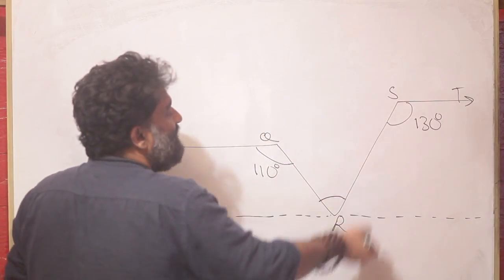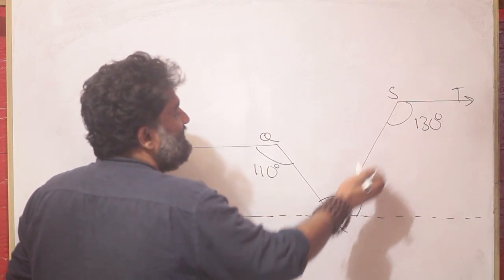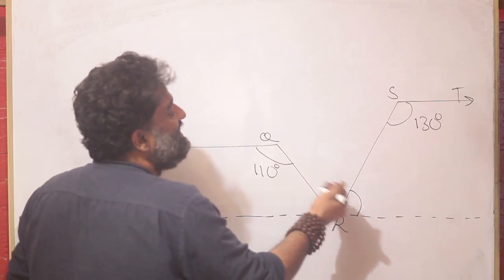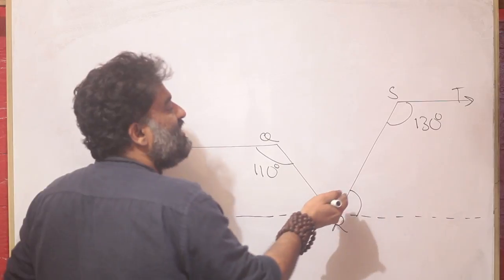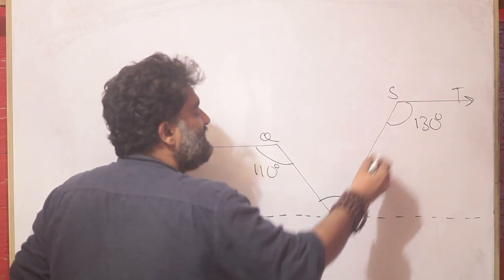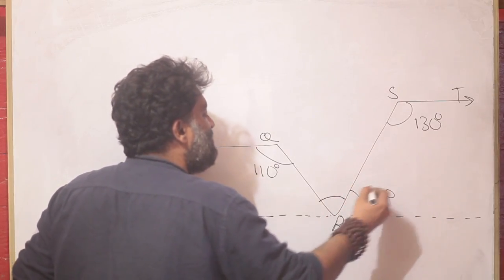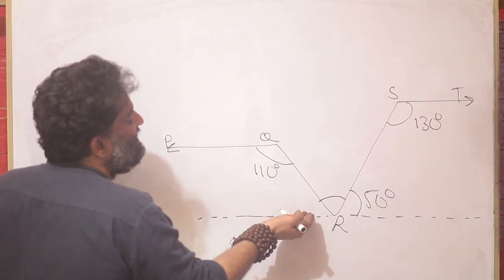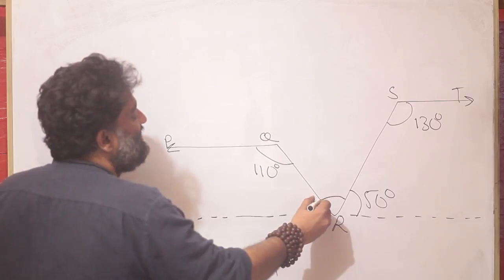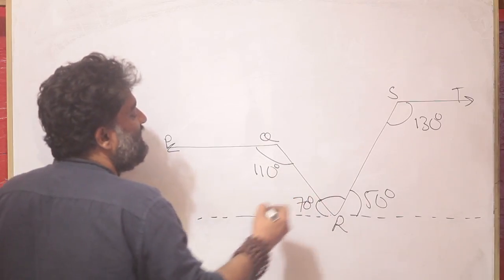Now once I have two parallel lines, once again I can see this angle and this angle are the interior angles on the same side. So this angle plus this angle is going to give me 180 degrees. This is 130 degrees, so this must be 50 degrees. Now look at these two parallel lines. These are the interior angles. This is 110 degree, so this must be 70 degree.